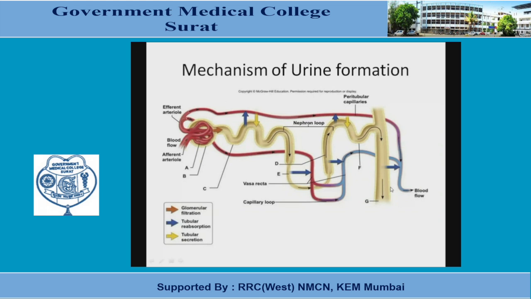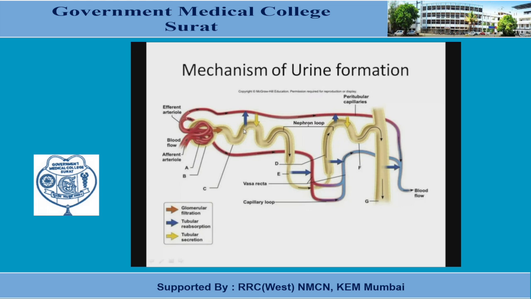The basic unit of the kidney is the nephron. It is made up of the glomerulus, proximal convoluted tubule, loop of Henle, distal convoluted tubule and collecting duct. The purpose of the kidney is the formation of urine. Around 180 liters of fluid is filtered per day by normal glomerular filtration.